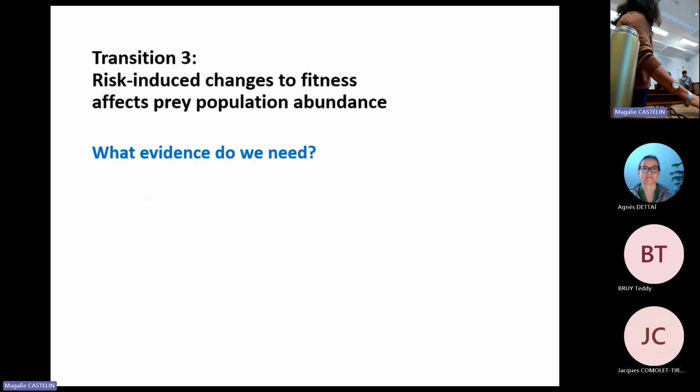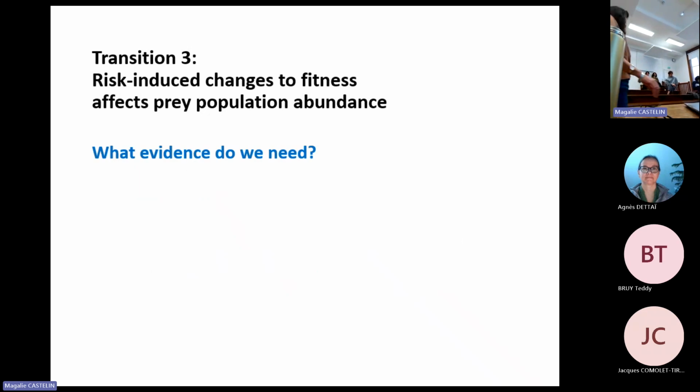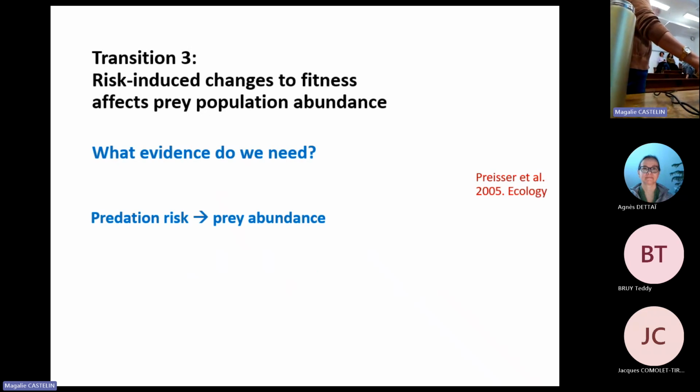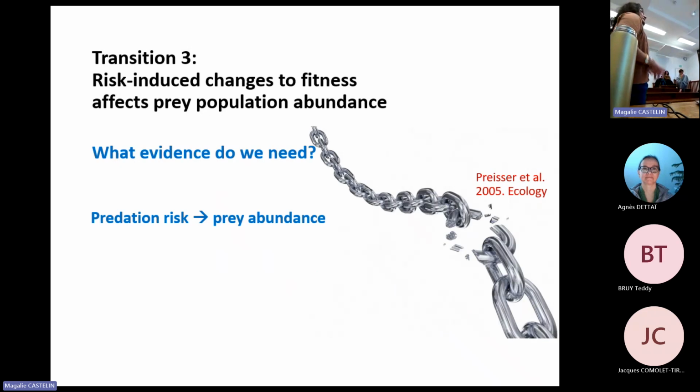And so we did a deep dive, my colleagues and I, and we wanted to see if the evidence is really there. Right? Preisser says yes, risk can change prey abundance. We think that this is exactly where that chain breaks.